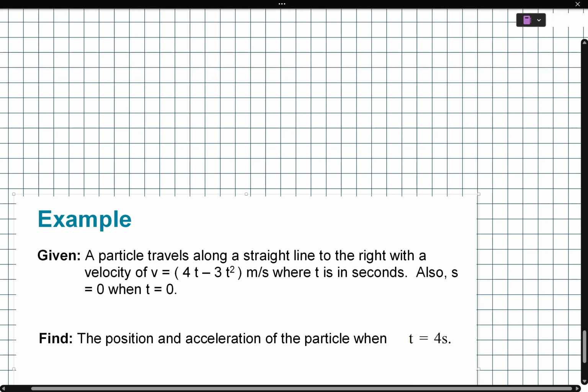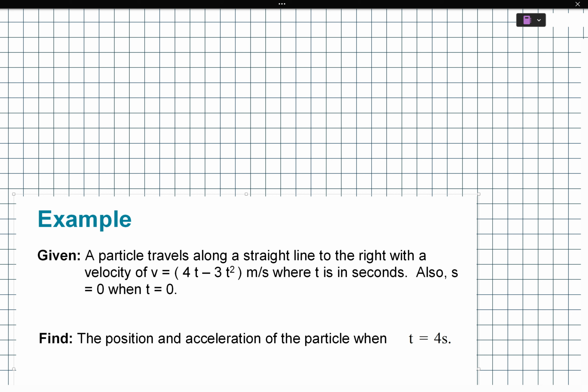In our first example, we are given a particle that travels along a straight line to the right with a velocity of v equal to the quantity 4t minus 3t squared meters per second, where t is in seconds. Also, s equals 0 when t is equal to 0. We're told to find the position and acceleration of the particle when t is equal to 4 seconds.